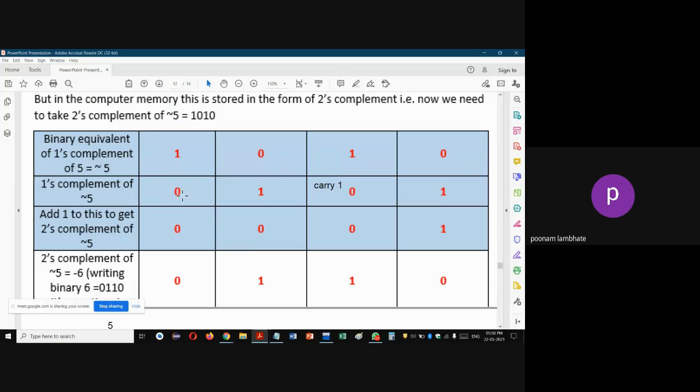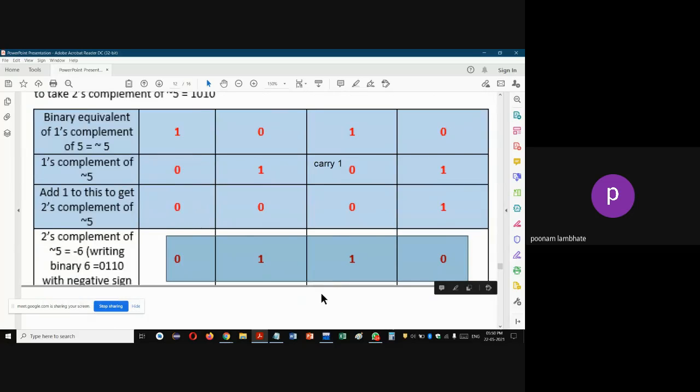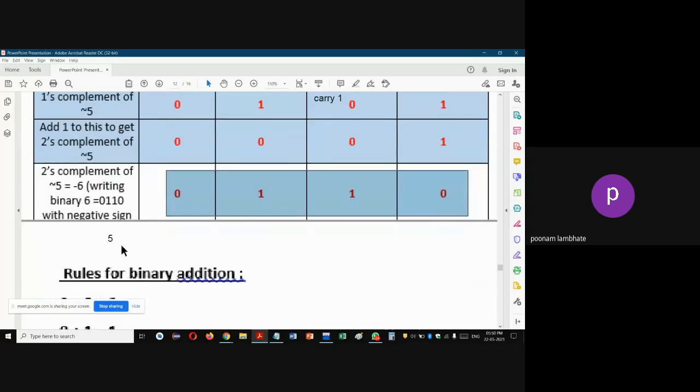So for this, you have got 1010. You have to take the one's complement of this. You'll get 0101. And now you have to add 1 to this to get 2's complement. When you add 1, 1 plus 1 is 0 with carry 1. Then 1 plus 0 is 1. Then 1 plus 0 is 1. And 0 plus 0 is 0. Now, what is 0110? It is 6, and you should write it with a minus sign. So not 5 is minus 6.